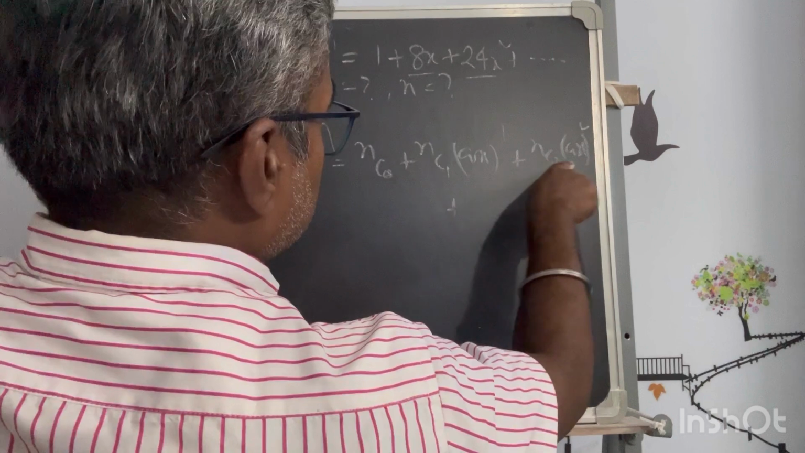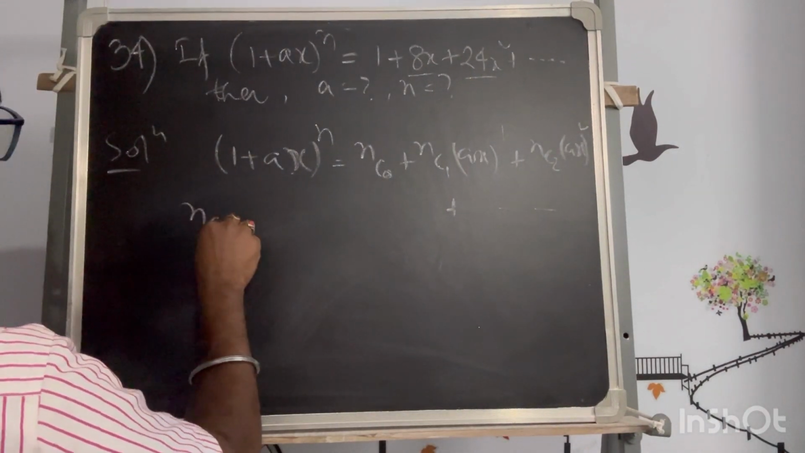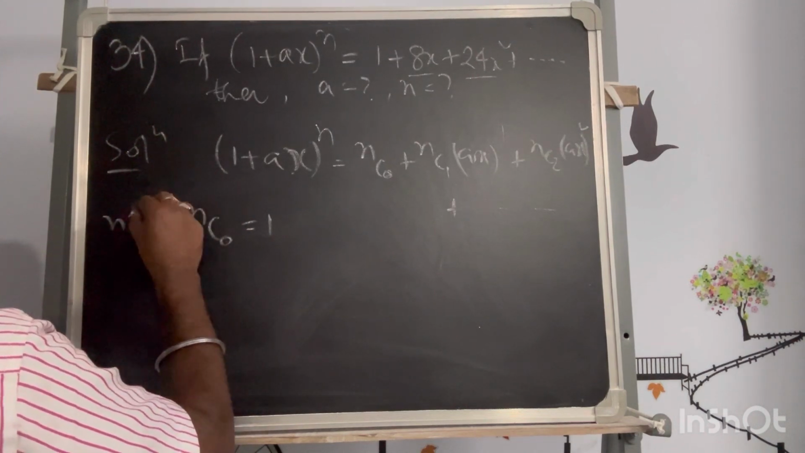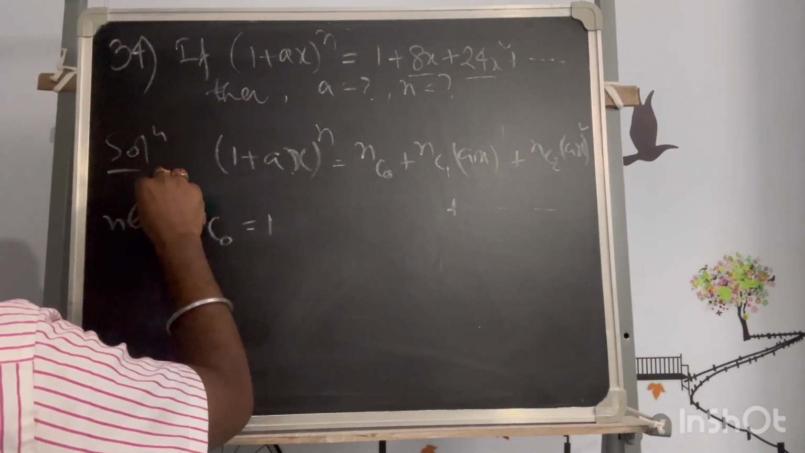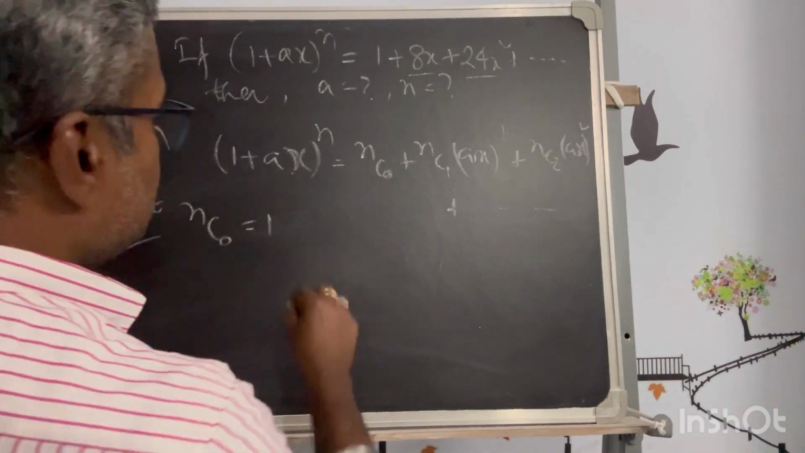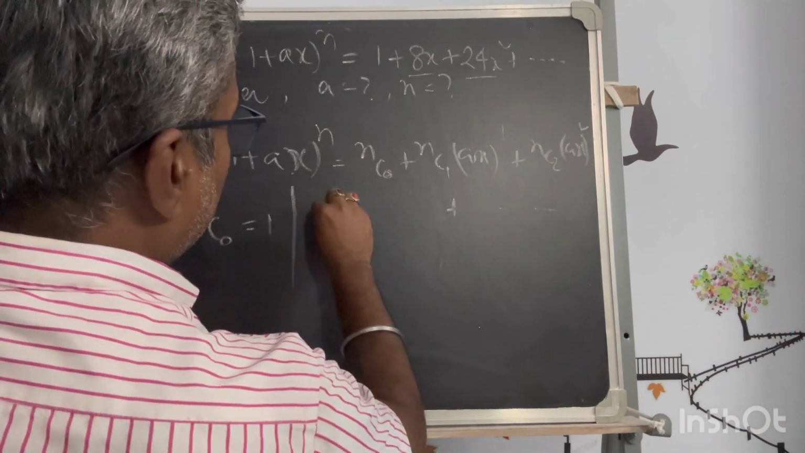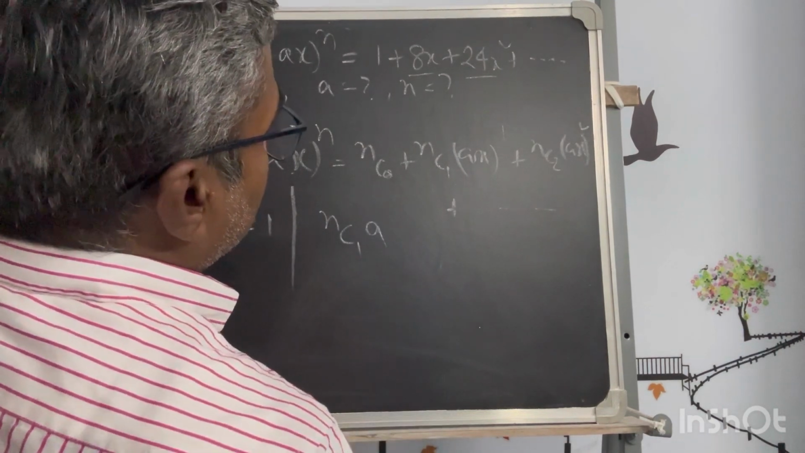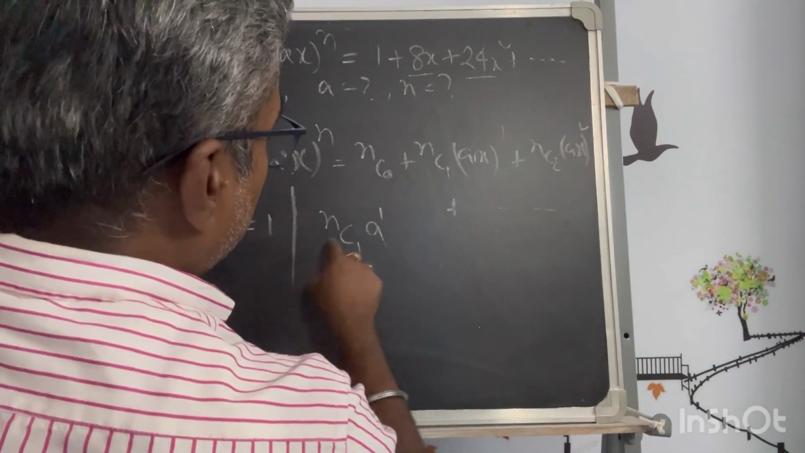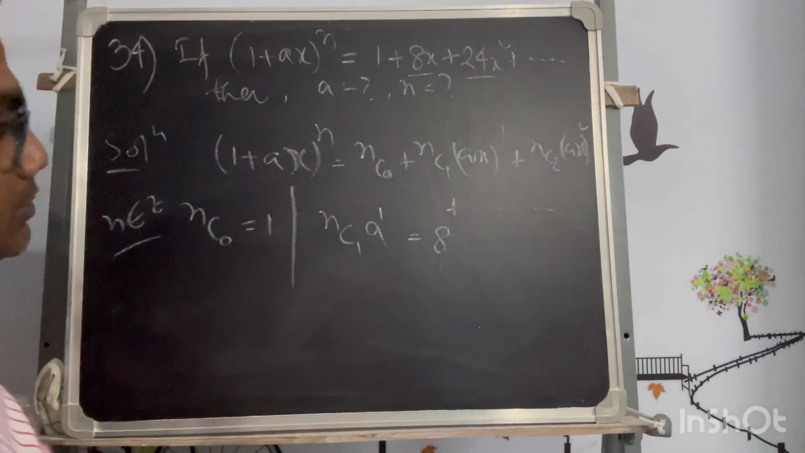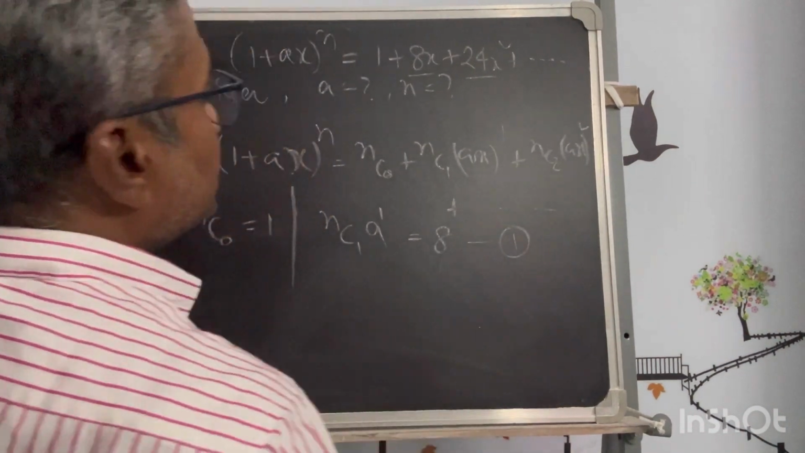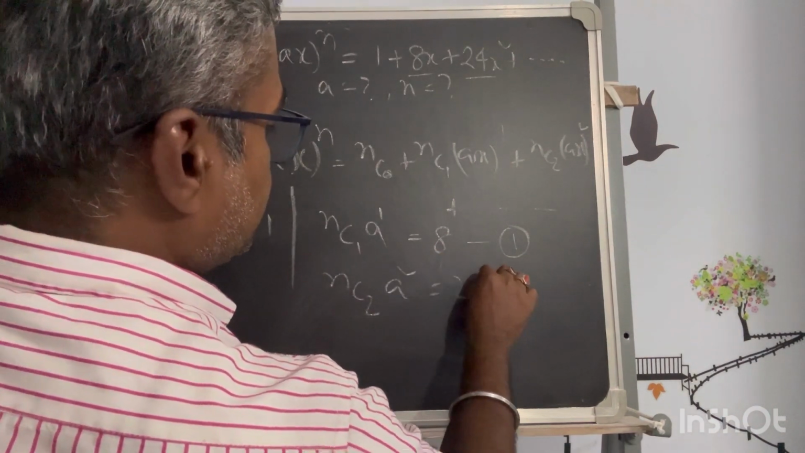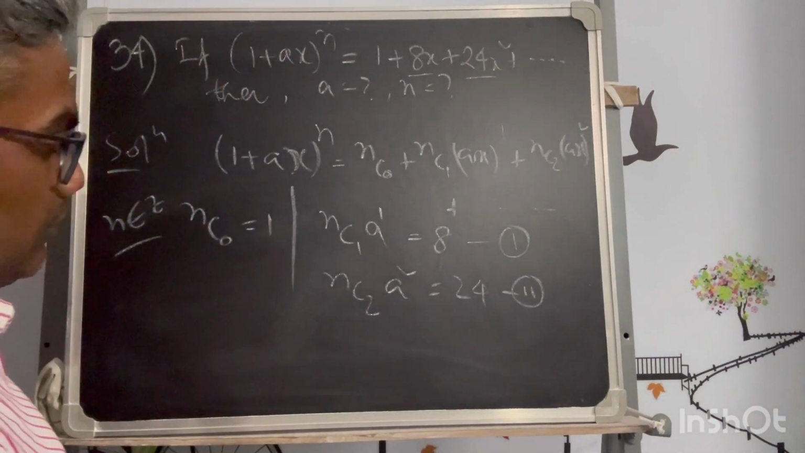So now this is equal to this. So what is your nC0? It is equal to 1. So anyhow nC0 is always 1, for any value of n, any integer. So this will not give you any information. So what is the information? From nC1 a to the power 1 and x to the power 1, so nC1 a will give you 8. So this is one piece of information where you can decide something. And nC2, the next one, a square will give you 24. This is another equation. There you can find any value of this.